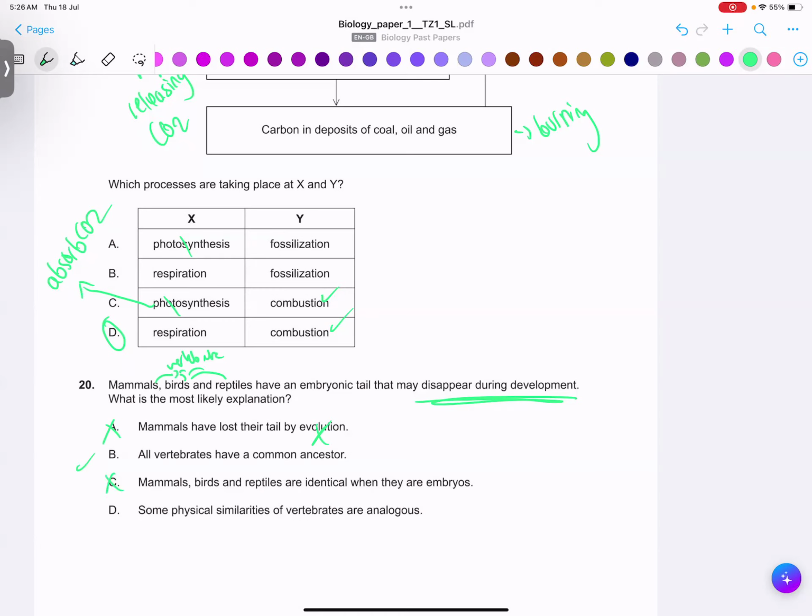Now, I did say that, but again, we don't know if they're analogous. Analogous traits are basically traits that look the same but have different uses. And we don't know that they have different uses, because it's a tail for all of them. So no, it's B. All vertebrates have a common ancestor.